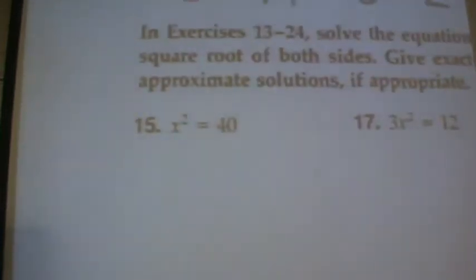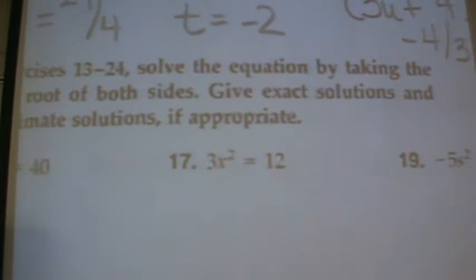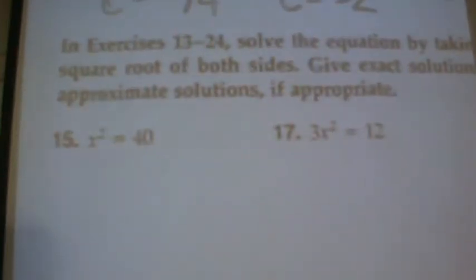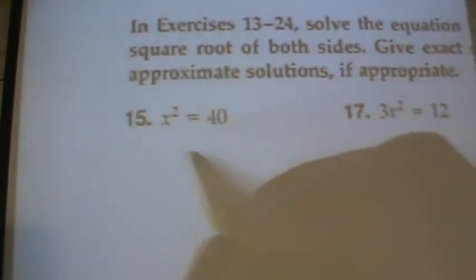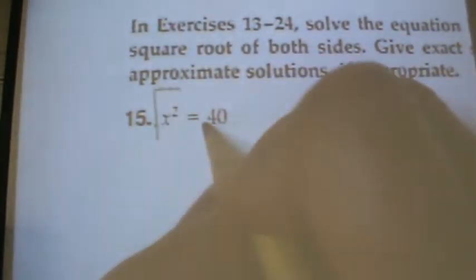Okay, the next set. We are going to use what we did in taking the square root of both sides, but make sure you simplify. And by the way, in the directions it says give exact solutions and approximate solutions if appropriate. So they wanted both, like I did in the notes. So for this one, you're going to take the square root of both sides.